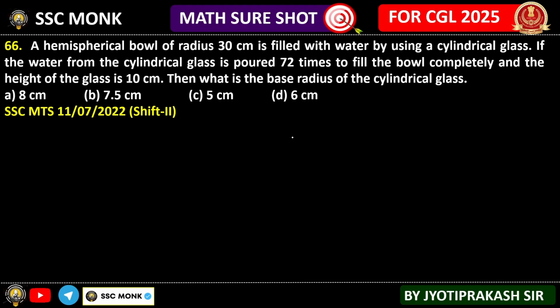Now see, the hemispherical bowl is getting full, that means the volume is full. So 2 by 3 pi r cube is equal to 72 times the cylindrical glass has been filled. That means pi r square h. Now pi is gone. Sorry, I wrote r cube mistakenly.